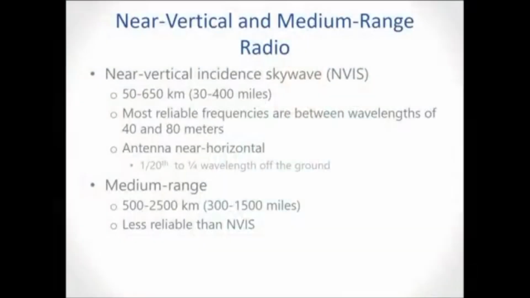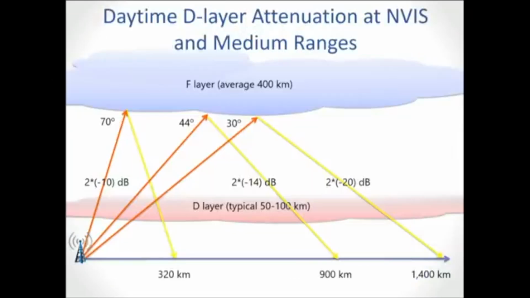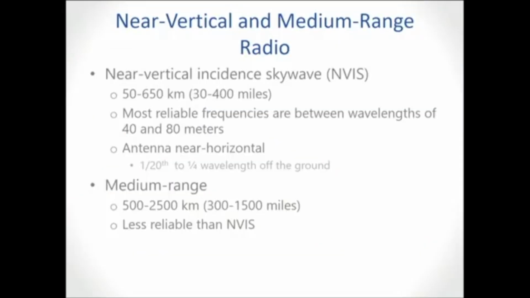And there's all sorts of variability and effects in the ionosphere based on the sunspot cycle. Things change, and there are various unpredictable aspects as well. And so the two regimes we're interested in, as they're called by the radio community, is near vertical incidence skywave. So this is the 70-degree angle there. It's nearly vertical. You get a range of very close in, about 500 or 600 kilometers. The most reliable frequencies are between 40 and 80 meters. So that's what we're targeting.